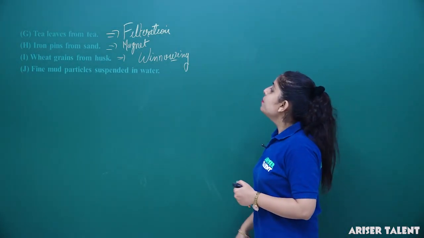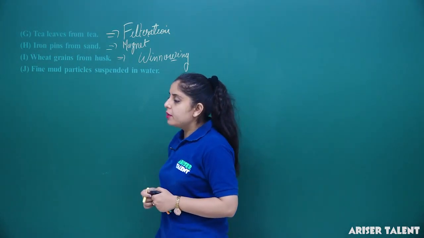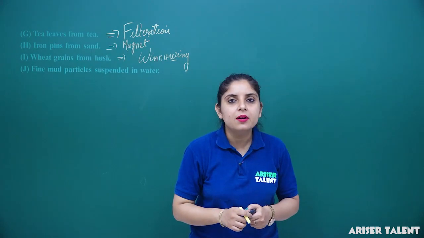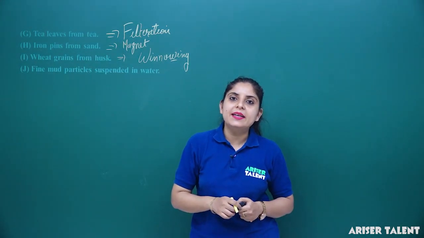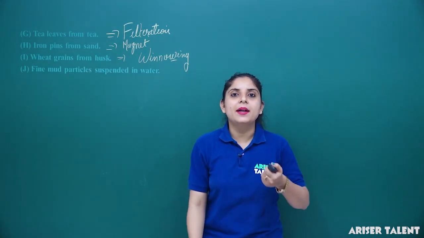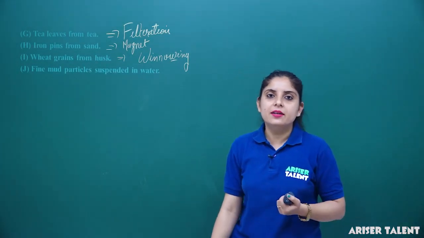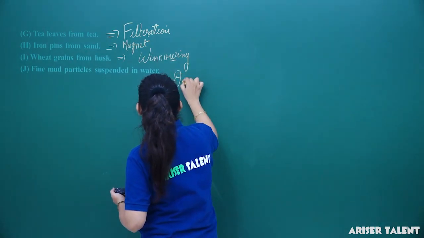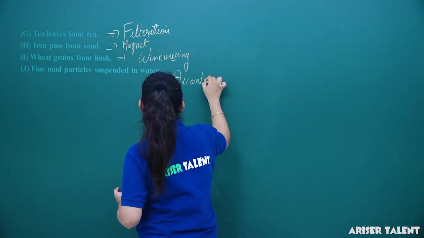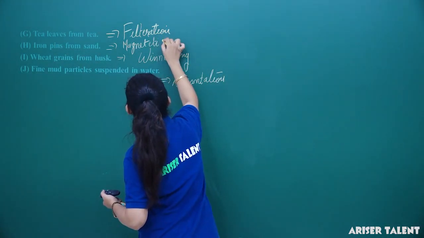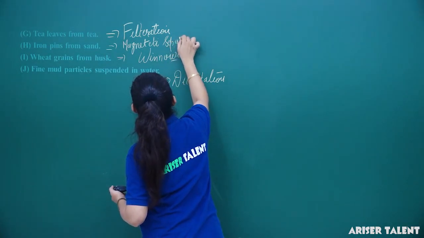Now, fine mud particles suspended in water. If fine mud particles are suspended in water, you will perform the process known as decantation, so that you get the clear water at the top and the particles of mud settle at the bottom of the container. So this process is known as decantation. It is magnetic separation.